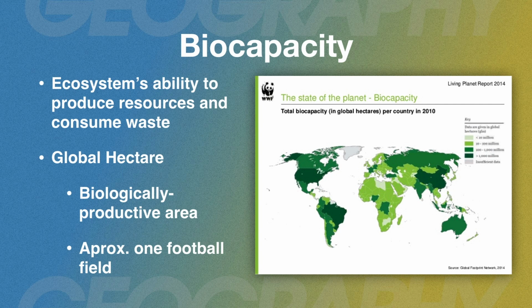We measure this in global hectares. It's about the size of a football field. An example here would be a forest. So it can be a carbon sink, that's where it consumes our waste, but it can also produce resources for us if we, say, chop those trees down and we use that towards paper.